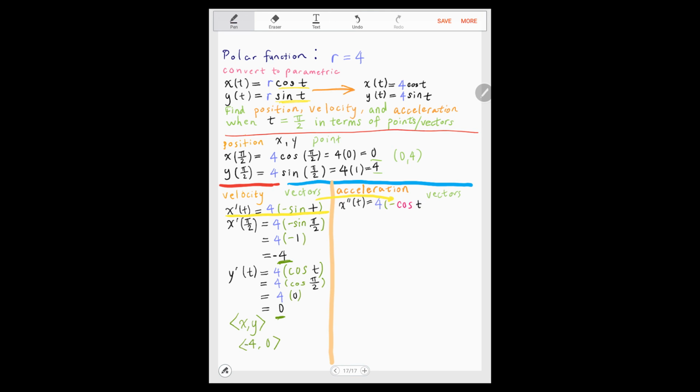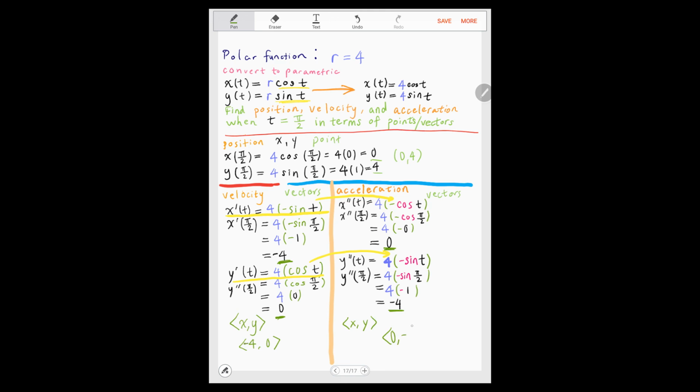Acceleration. This time we are finding the derivatives of velocity. So the derivative of the x function is negative 4 cosine t, which gives us 0 for pi over 2, and the derivative of the y function is negative 4 sine t, which returns negative 4.